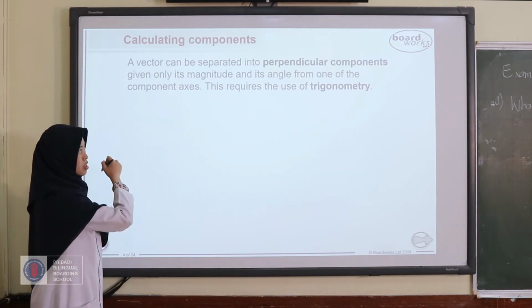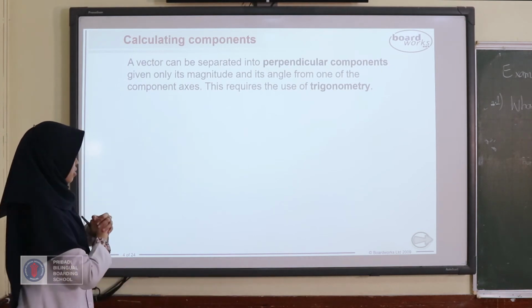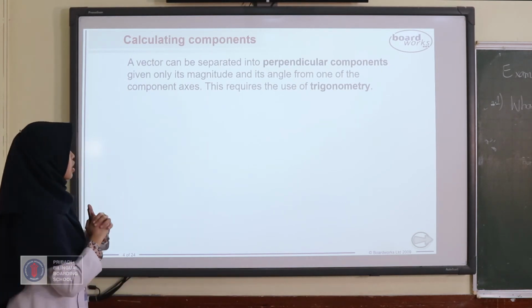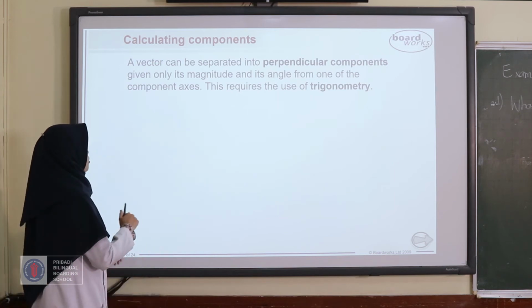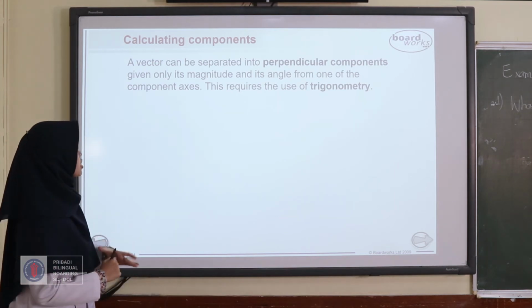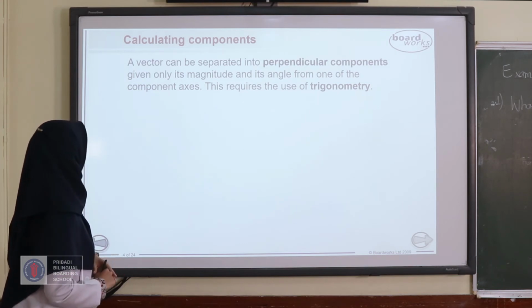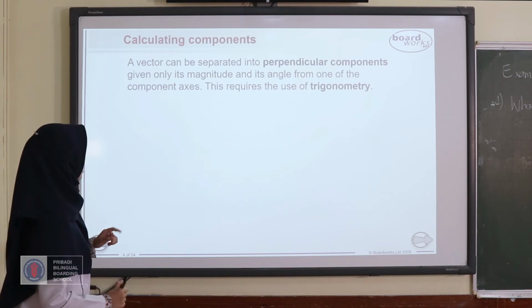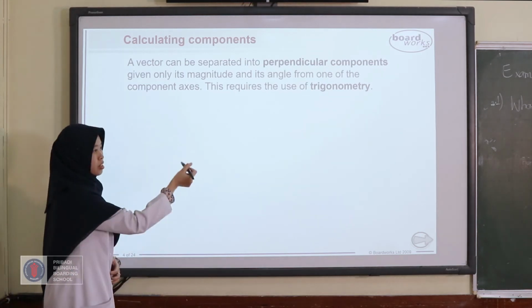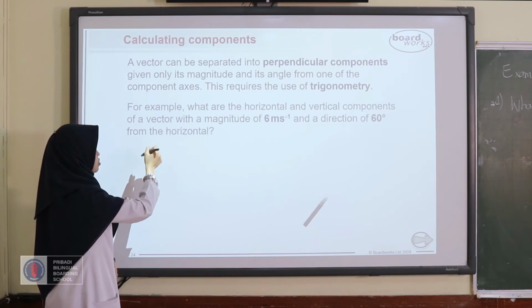So this is the way to solve this kind of problem. Okay, next, let's move to the next slide. This is also very important, how to find the vector component. A vector can be separated into perpendicular components given only its magnitude and its angle from one of the component axes, again by using trigonometry. So let us see together.